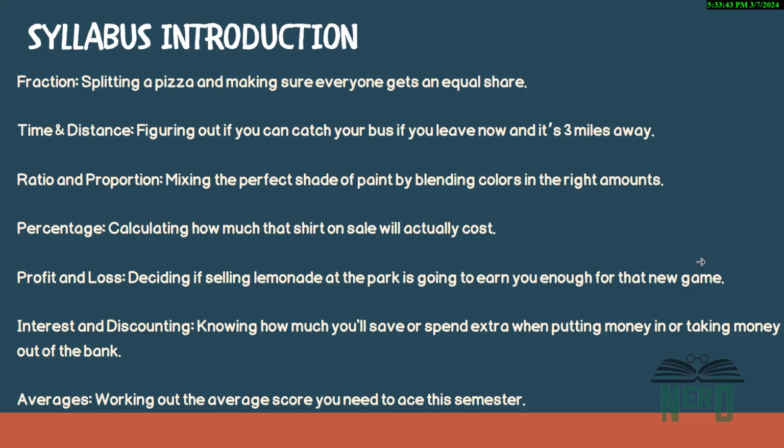Then ratio and proportion, right? We'll figure out how to multiply, how to find the next number like in continued proportion. So that proportion we're going to talk about, and ratio of course. And then percentage, where we'll talk about how to calculate how much that shirt on sale will actually cost. We'll also talk about profit and loss, then interest and discounting, and at the end we'll talk about average.